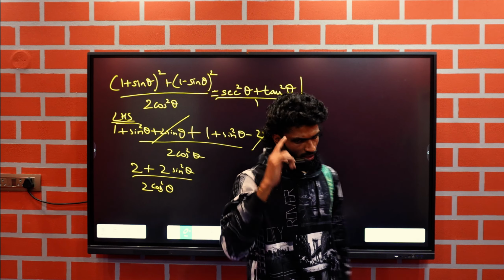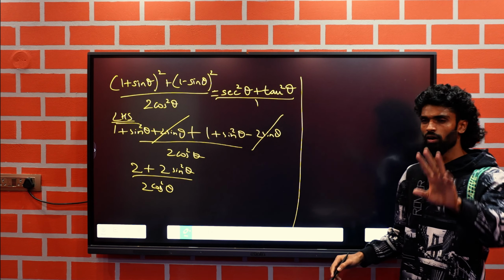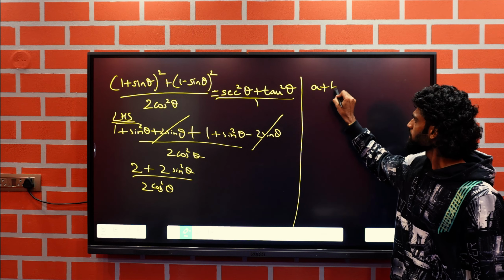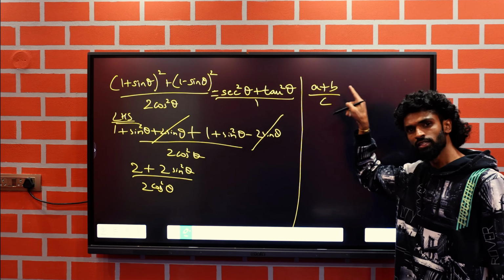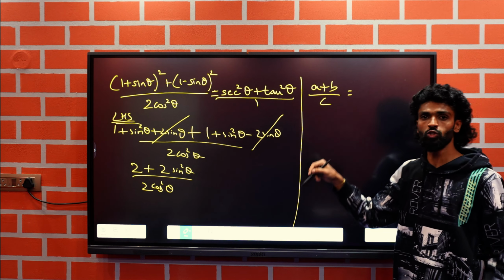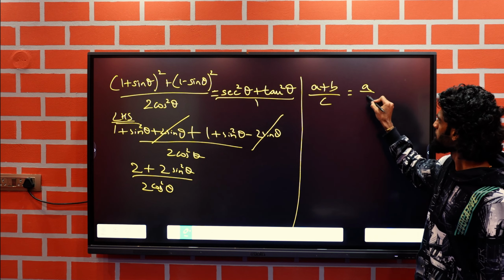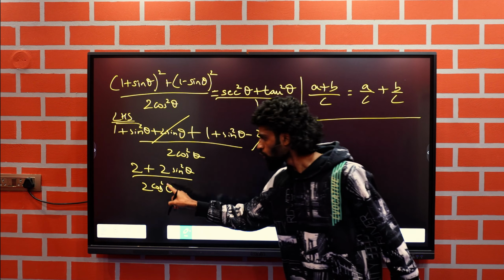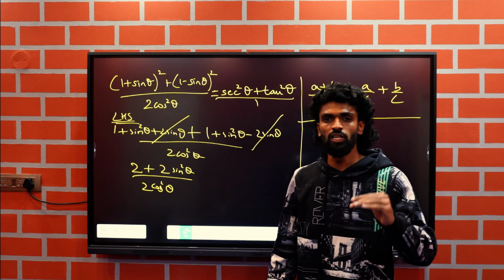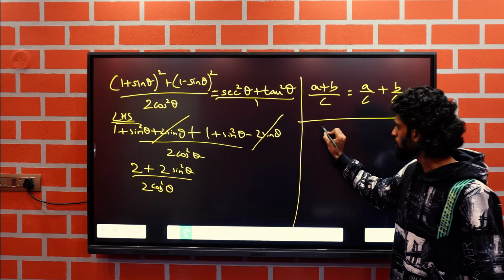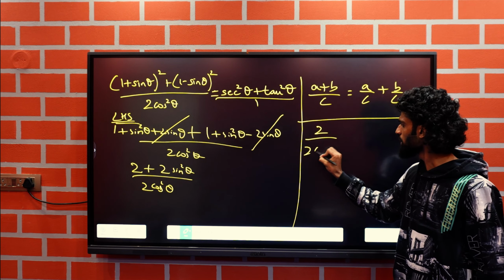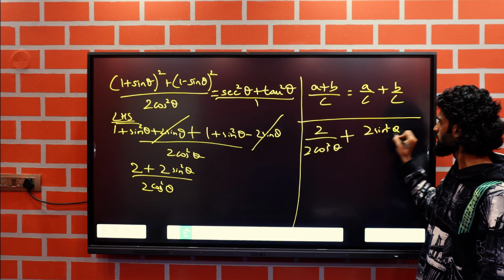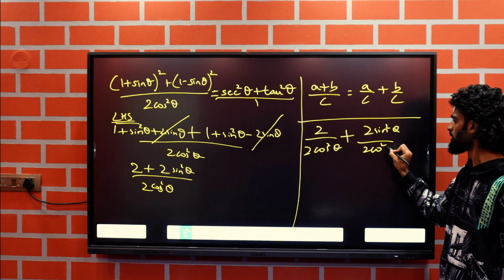Because let's try to understand a concept here. Somewhere in your, I think 7th or 8th grade math, you know, thought of this, a plus b whole thing divided by c. If this is a concept, it means c belongs to both the parts, which is nothing but a by c plus b by c. I'll apply the same logic here. The 2 cos square theta, in simple language, the denominator belongs to both the parts. So I'll divide it. So it becomes 2 divided by 2 cos square theta plus as it is 2 sine square theta by 2 cos square theta.